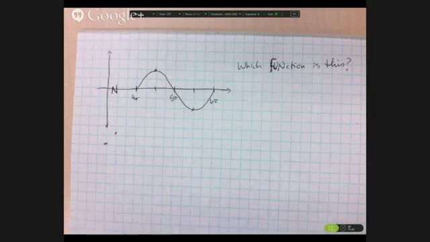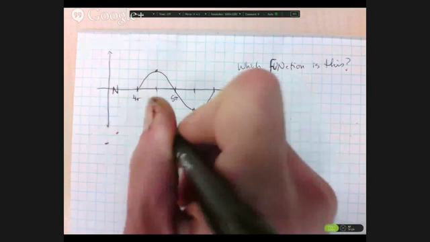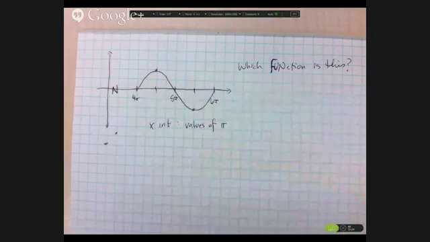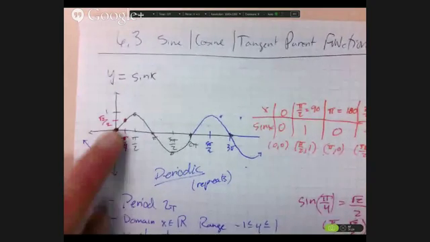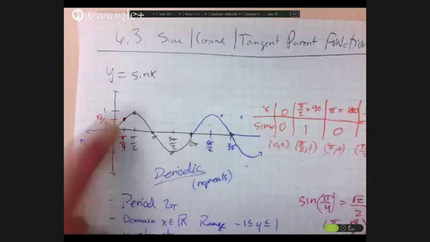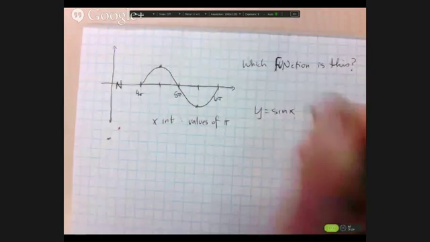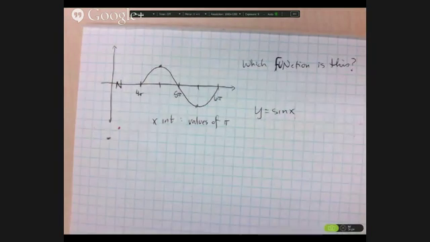So which function is that? Sine or cosine? Sine. Why is it sine? Because it starts with the 1. What are the x-intercepts? Yeah, the values of pi, did that match sine or cosine? Pi, 2 pi, 3 pi, it matched sine, right? So this is y equals sine x, okay?